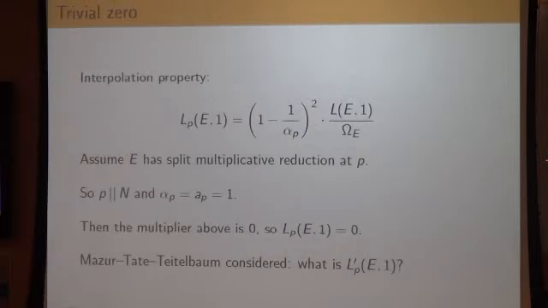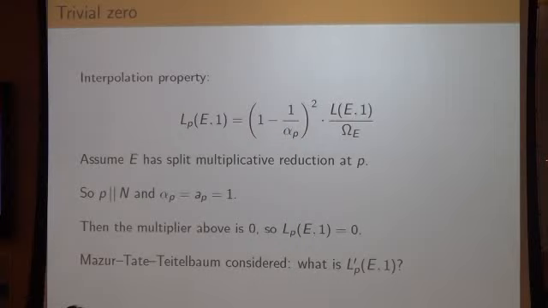Now, there's also a case in which there's a trivial 0 phenomenon for this p-adic L-function, and that's what I want to talk about. The interpolation property, which I didn't write down precisely, relates the value of L_p of E at 1, in general twisted by a character, to the value of the classical L-function twisted by a character. When the character is trivial, the interpolation property is actually very simple. There's this simple factor that looks like an Euler factor: 1 minus 1 over alpha_p, squared. Alpha_p, again, I'll define in my next talk, but in the case that we care about, I can say exactly what it is.